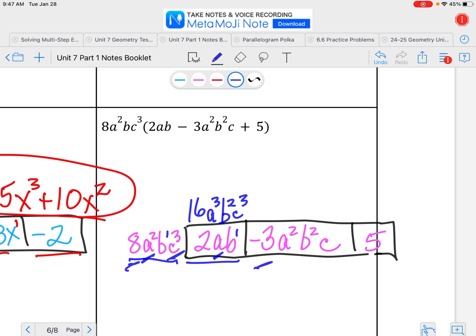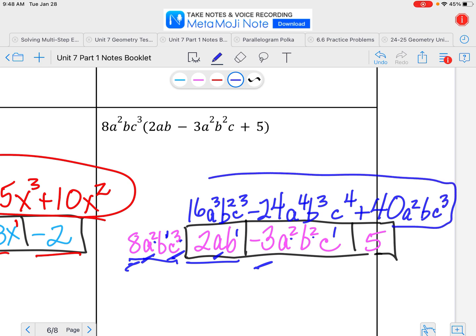8 times negative 3 is negative 24. Do the A's, B's, and C's separately. A to the 4, 2 plus 2. B to the 1 plus 2 is 3. C to the 3 plus 1 is 4. And then plus 40. There's nothing to combine the A, B's, and C's with, so they stay the same. And that's your answer. So you do the same thing when there's multiple letters. You just do one letter at a time.